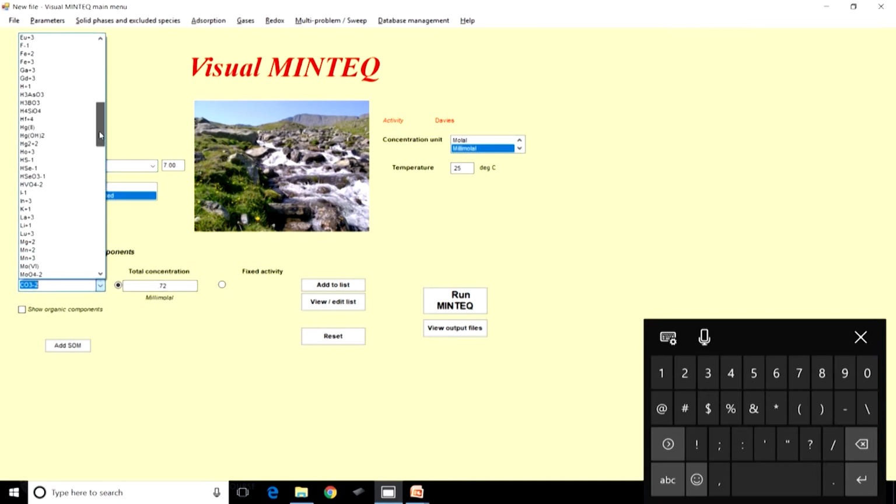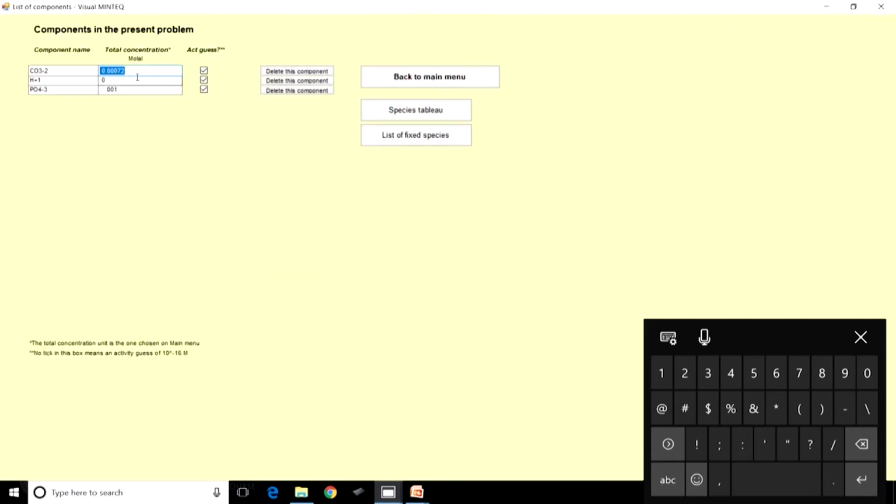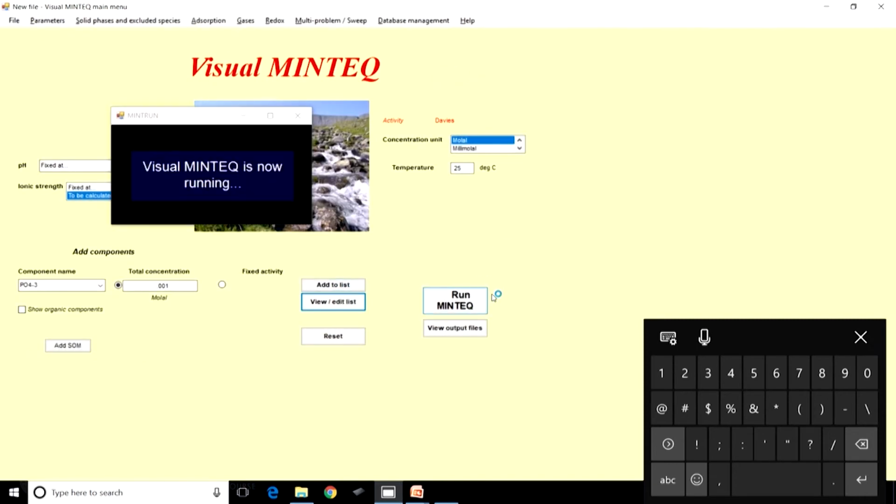And PO4 3 minus, and I said I'm going to use it at a molar concentration of 0.01, right? Or to make it relatively similar, I'm going to change it such that it's 0.001 or 1 millimolal, right? Otherwise it might be way too high. So here I have 0.002 H and so on. Back to main menu, and pH is fixed at 7.